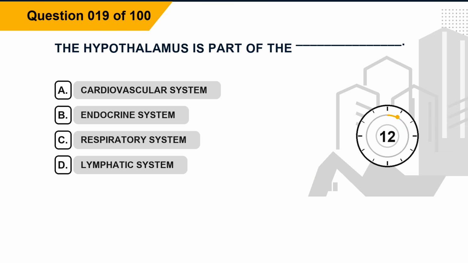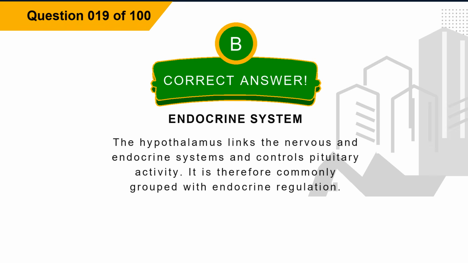Question 19. The hypothalamus is part of the blank. Option A, cardiovascular system. Option B, endocrine system. Option C, respiratory system. Option D, lymphatic system. The correct answer is option B, endocrine system.